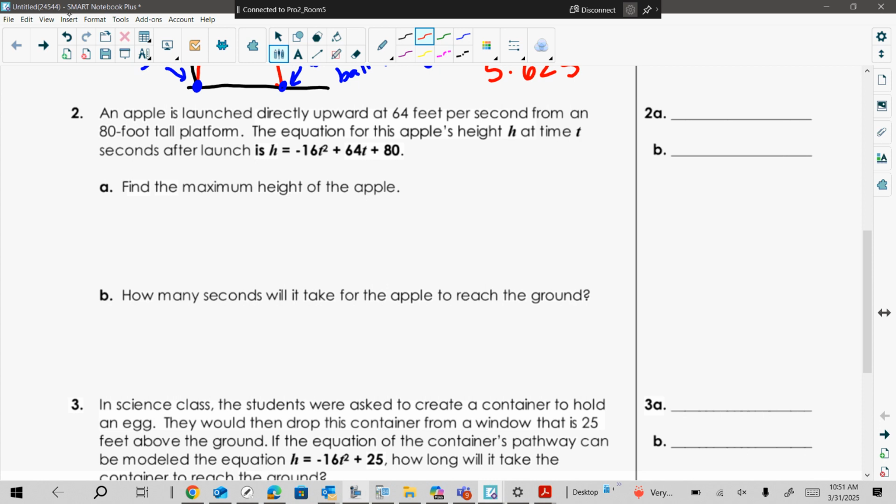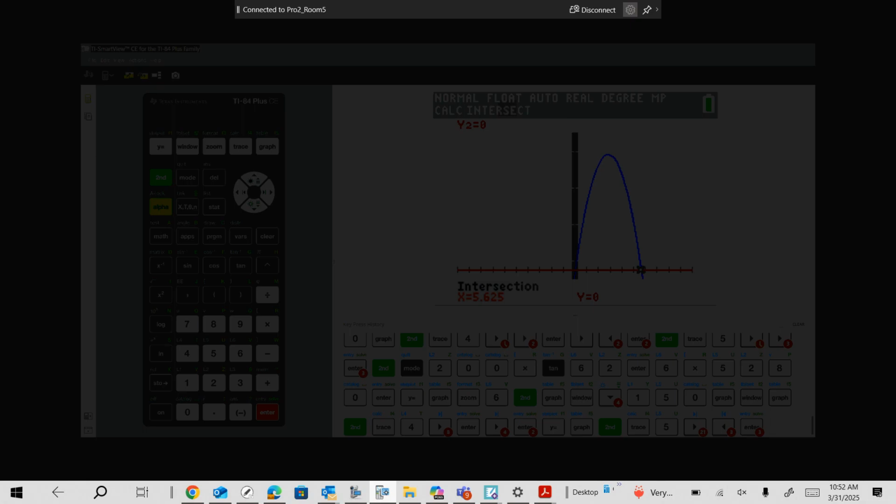Number 2 says the apple is being launched directly upward at 64 feet per second from an 80-foot tall platform. This is the equation of height per second of the launch. So we're going to use this h equals and our y equals. We have to type this equation in our calculator, so go to your calculator and hit y equals.